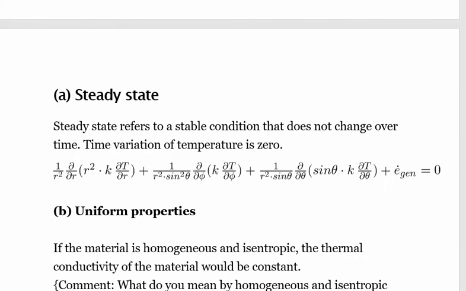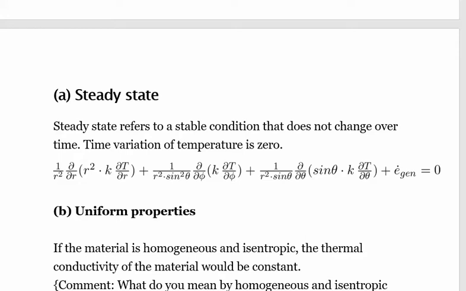First, we are taking the steady state. Steady state refers to a stable condition that does not change over time. It means the time variation is zero, and we have to neglect the values which are time dependent.